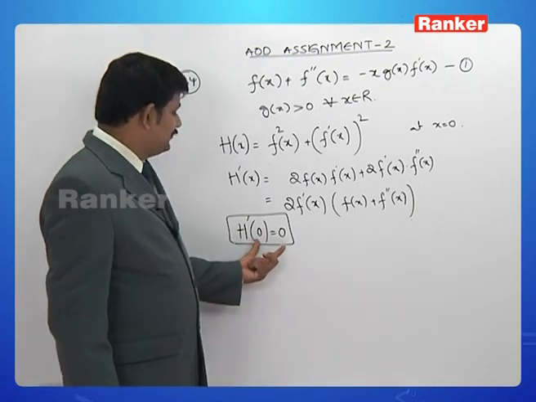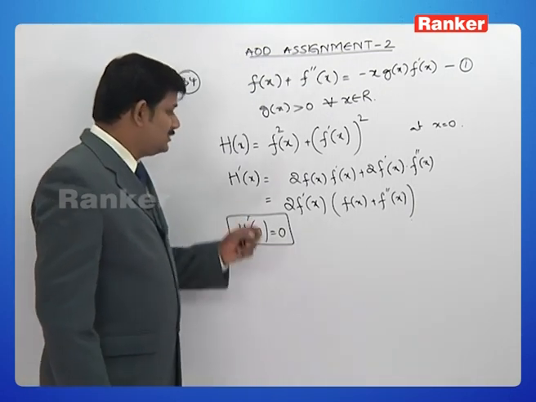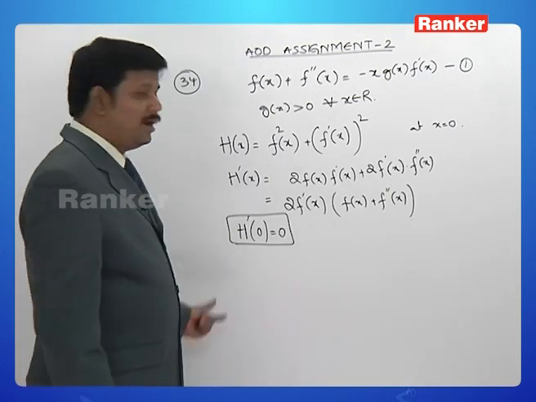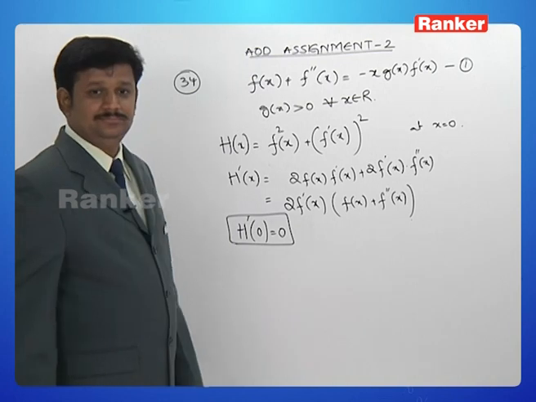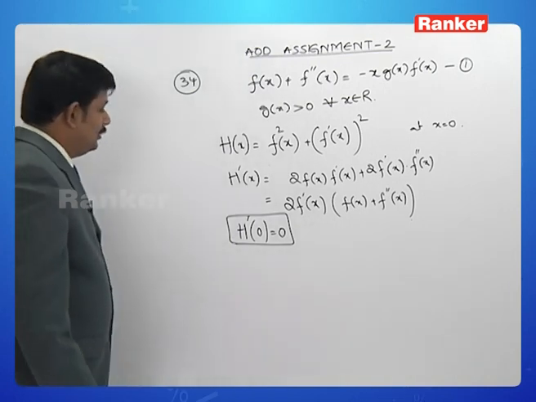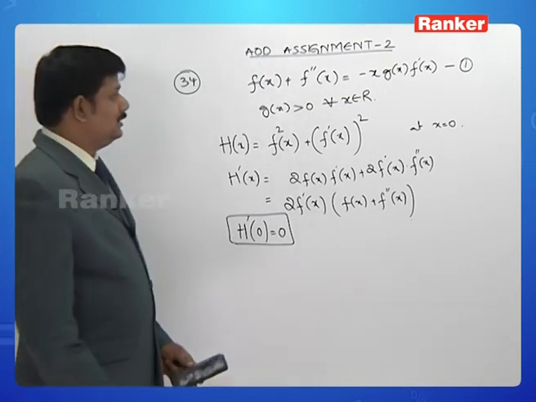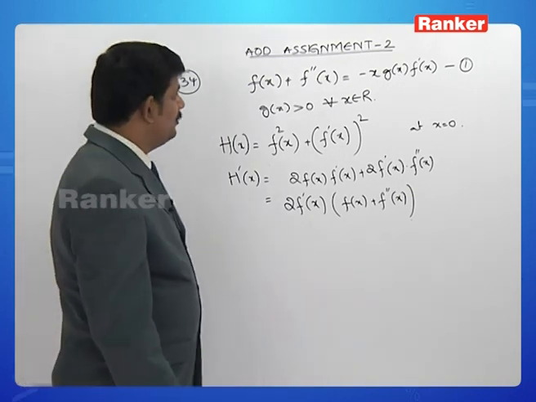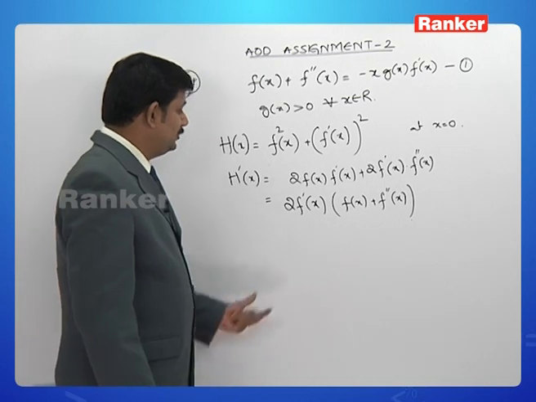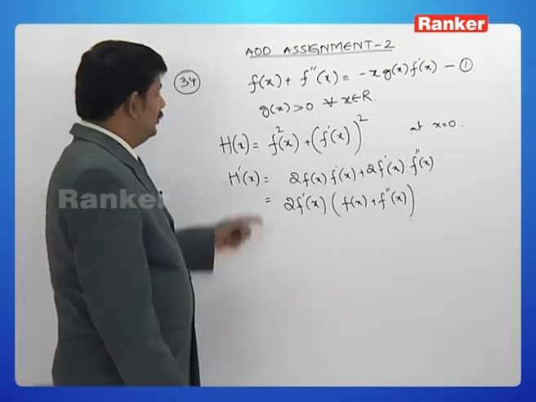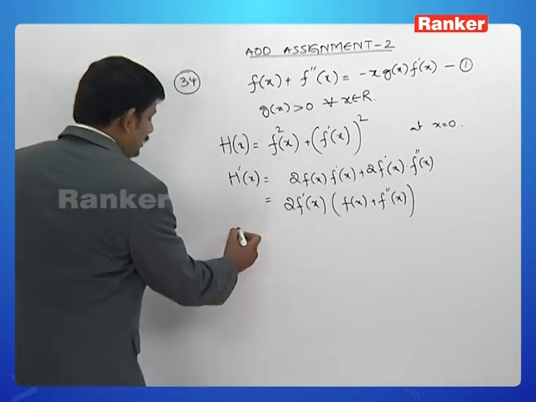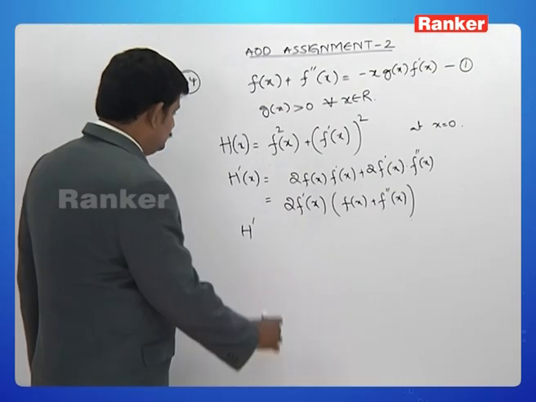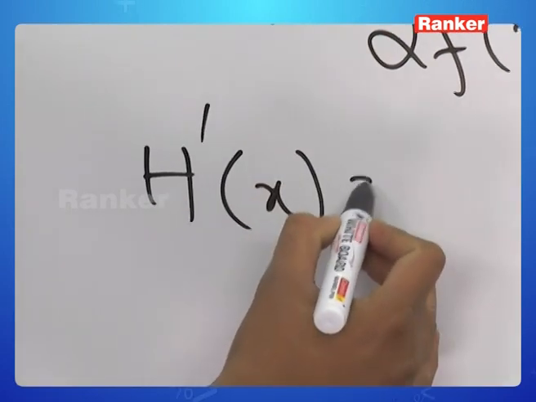So, once h dash of 0 is 0, either h of x has to have a local maxima or local minima or a point of inflection. At 0, we have to investigate for either local maxima or local minima or a point of inflection. Now, for that, instead of going for the second derivative, we can focus on the first derivative test.